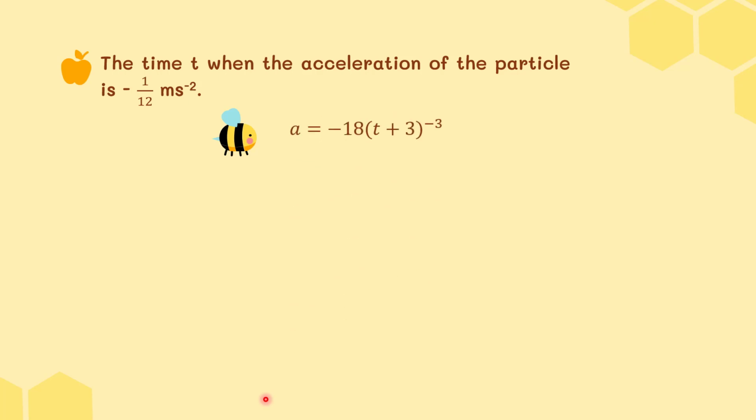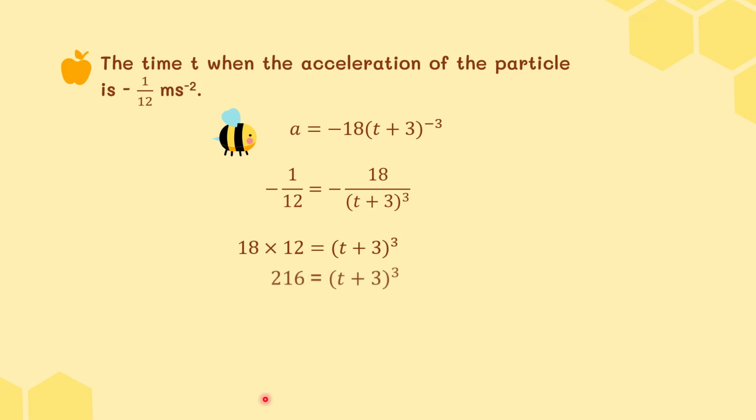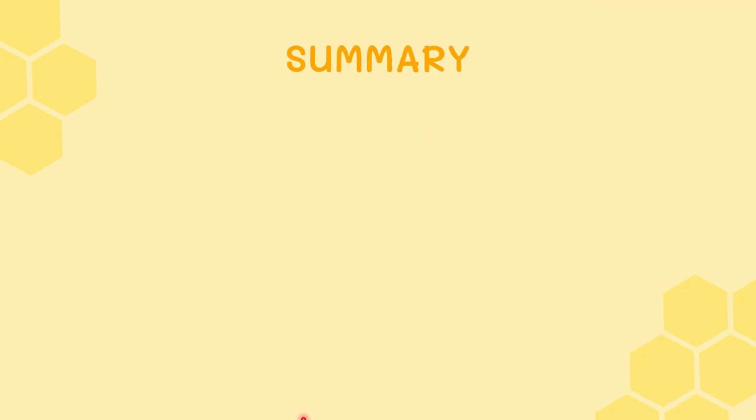Last one, the time t when the acceleration of the particle is minus 1/12. Then we can substitute here. The acceleration is minus 1/12, so we have (t plus 3) cubed equals 216, so that t plus 3 equals 6, or t equals 3. So that's the end of the question.